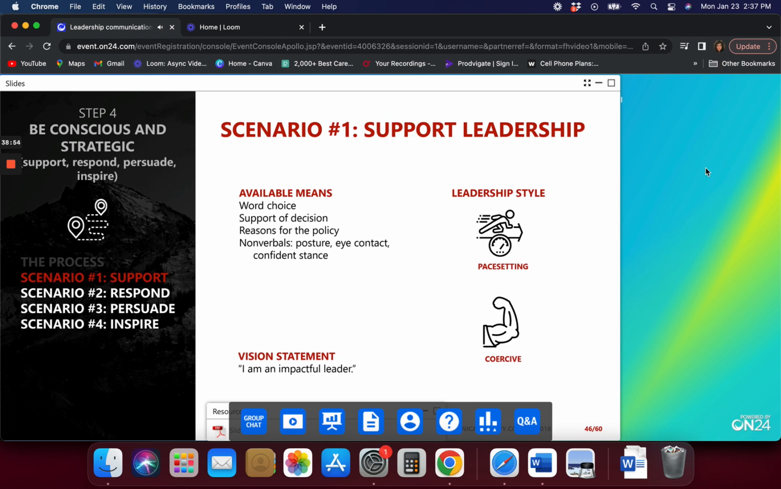So we were thinking about all those things in our available means. Then you think about your vision statement. Remember, part of the vision statement we created was, I'm an impactful leader.